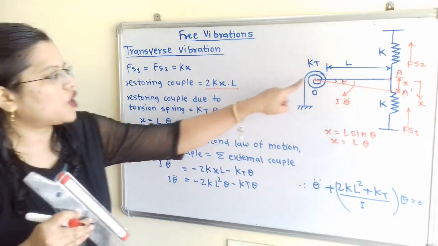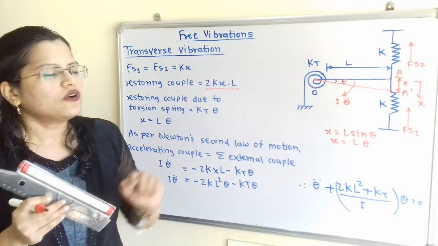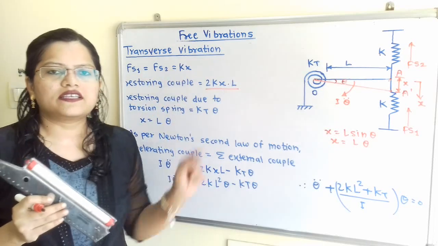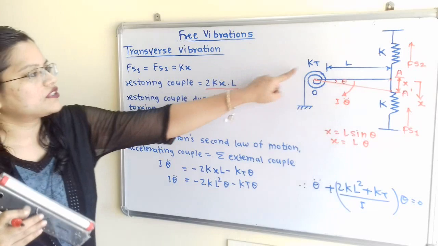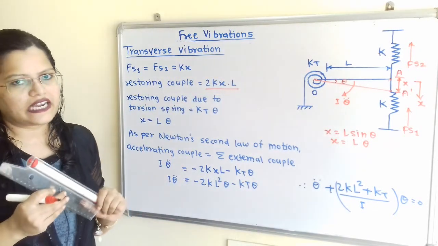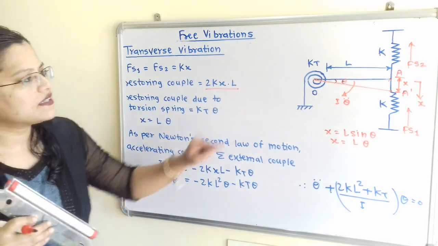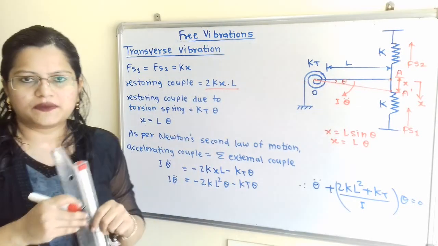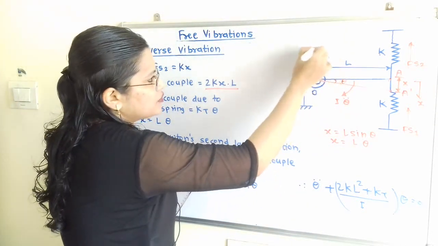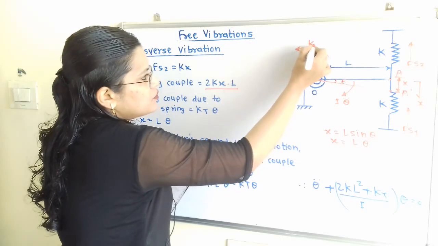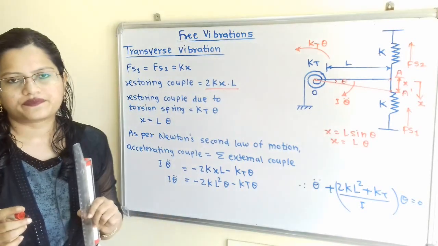Now we will move to the torsional spring. The torsional spring has stiffness Kt, and due to this stiffness Kt there is a couple. How can we write the restoring couple due to the torsional spring? It is equal to Kt into theta, and it is in the opposite direction of the displacement. The displacement is taking place in the clockwise direction, so we have to show the anti-clockwise direction due to the torsional spring. Here is the couple Kt into theta.